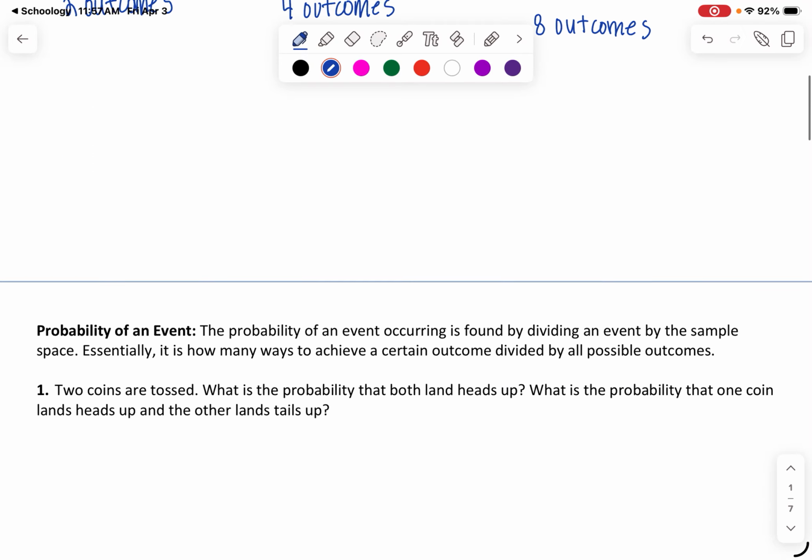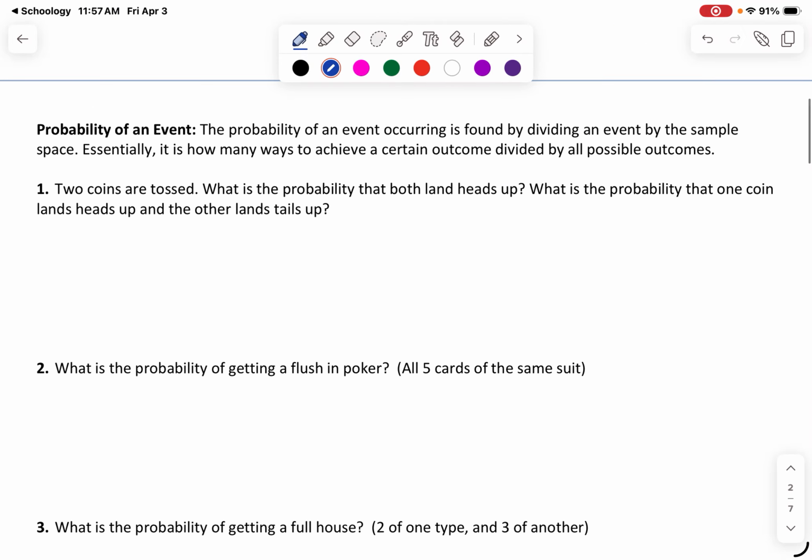All right. So now we're going to talk about the probability of an event occurring. The probability of an event occurring is found by dividing the event, which I explained in the first part, by the sample space, which is what we just did. Essentially, it's how many ways to achieve a certain outcome divided by all possible outcomes. So let's talk about two coins being tossed, which we already did. We're not going to use our written out sample spaces. We're going to see how to do this without written out sample spaces.